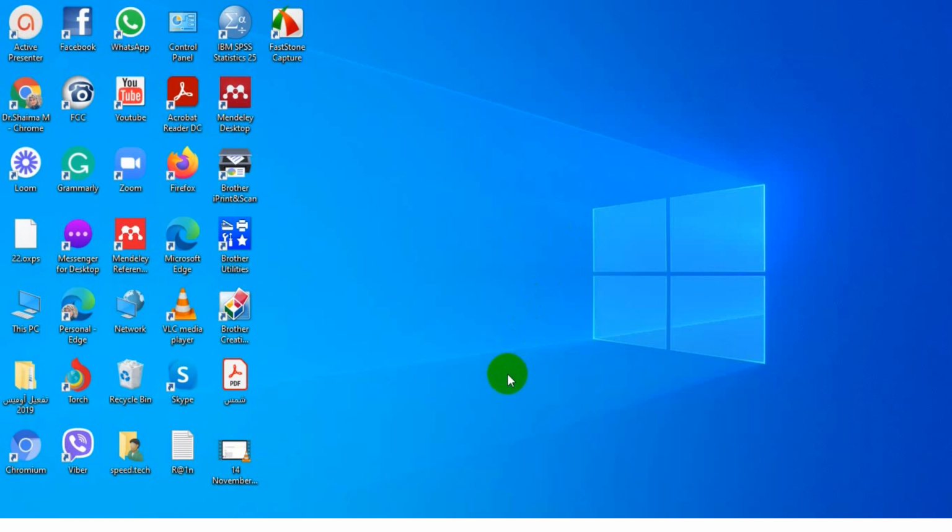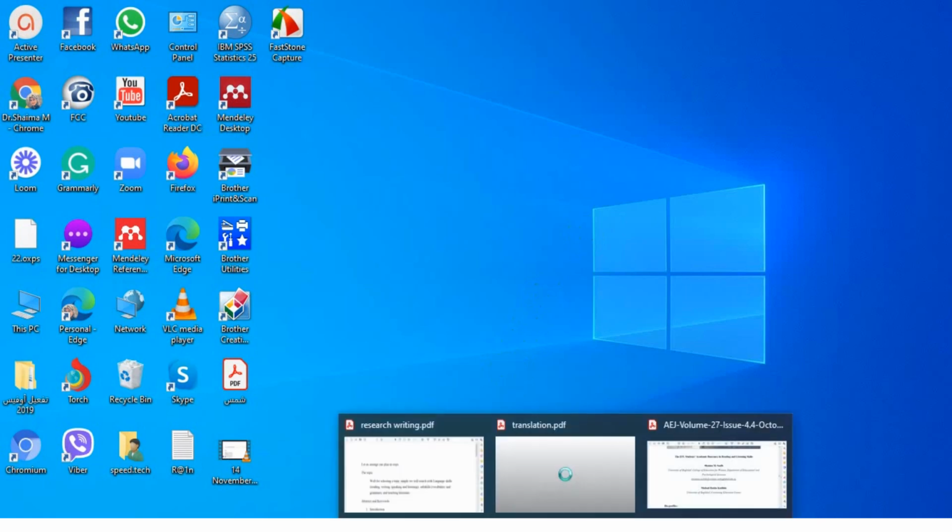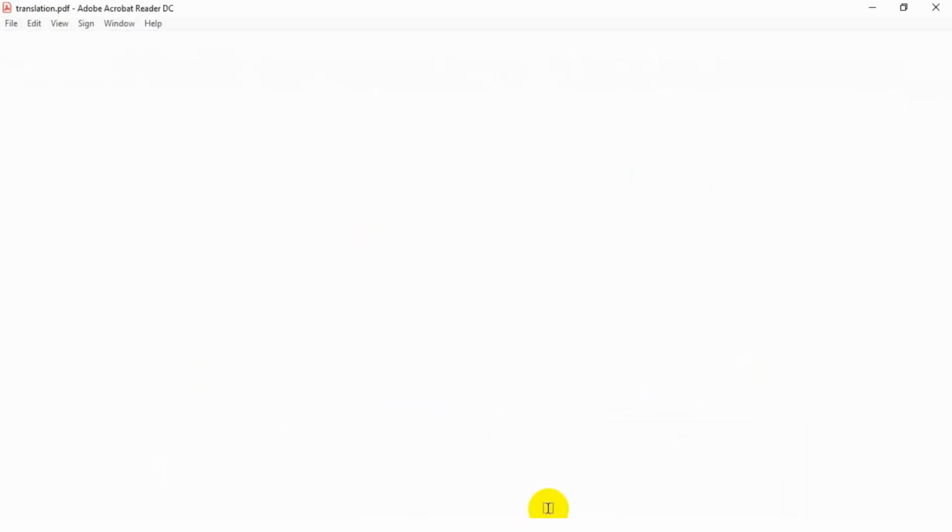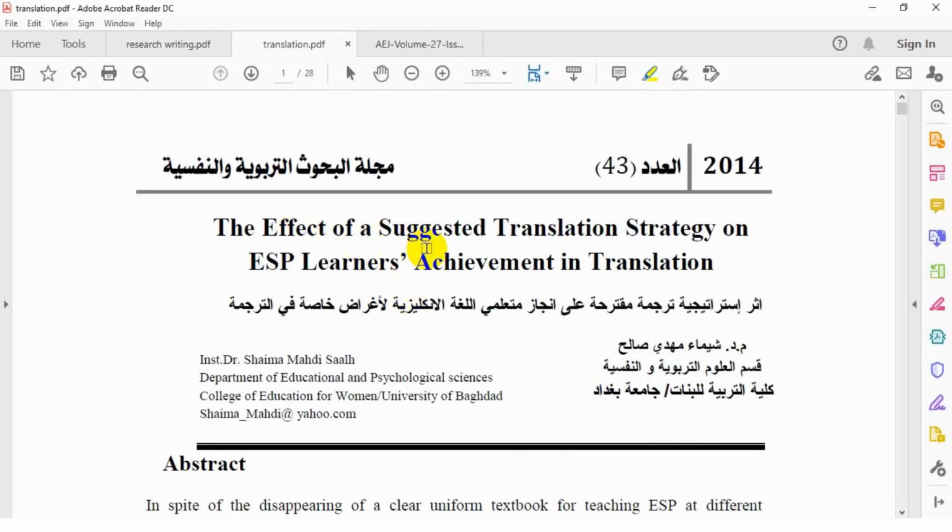Hello dear students, I will try to present something concerning writing research about English language teaching. Let us take this example: the effect of a suggested translation strategy on ESP learners' achievement in translation. Your variables are the suggested translation strategy and ESP learners' achievement in translation.